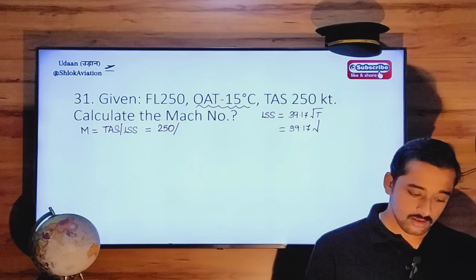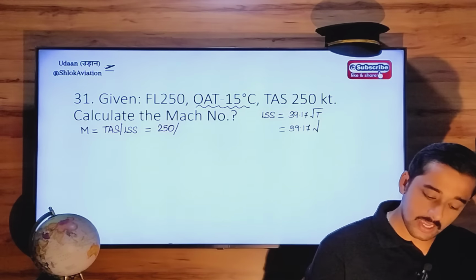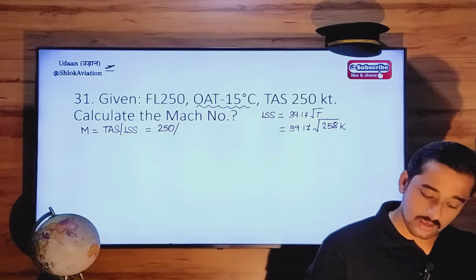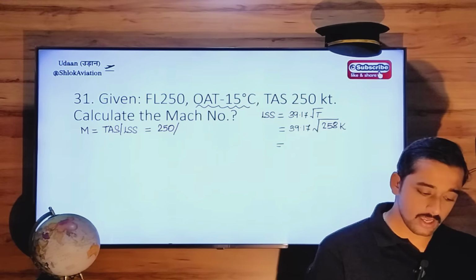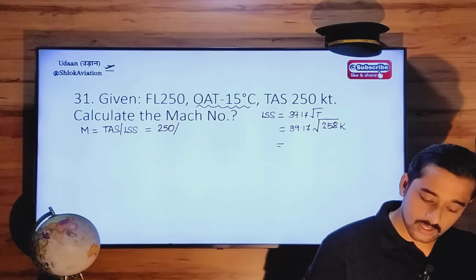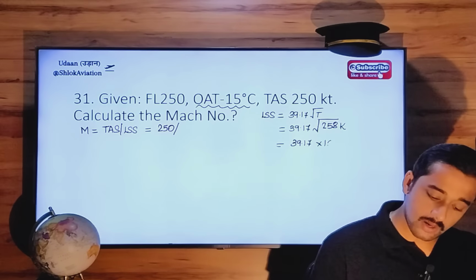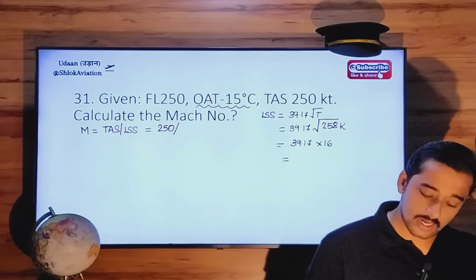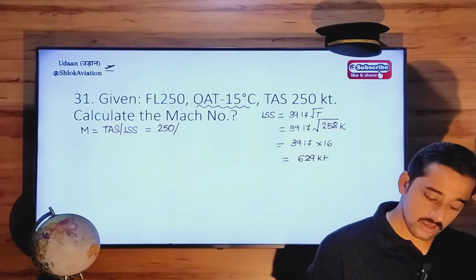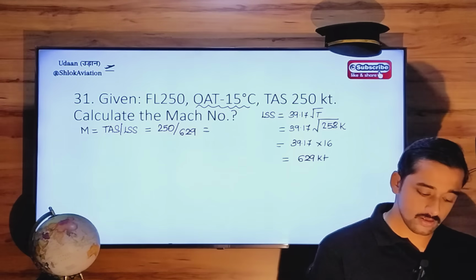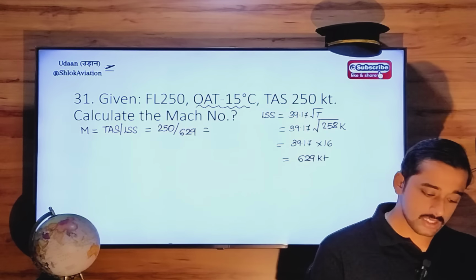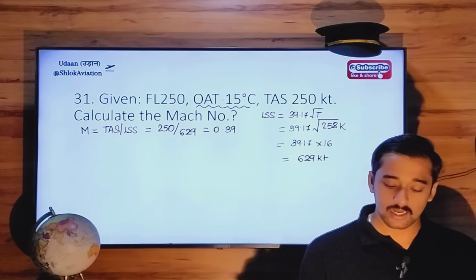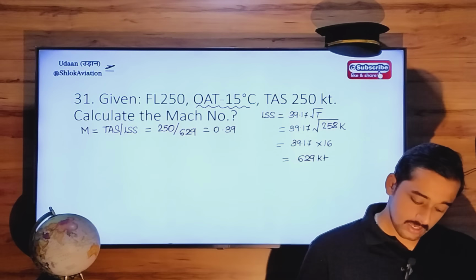Minus 15 plus 273 is equal to 258. So square root of 258 is 16. So 39.17 multiplied by 16 is 629 knots. Okay. So 250 divided by 629 is equal to 0.39. So Mach number is 0.39. Simple.